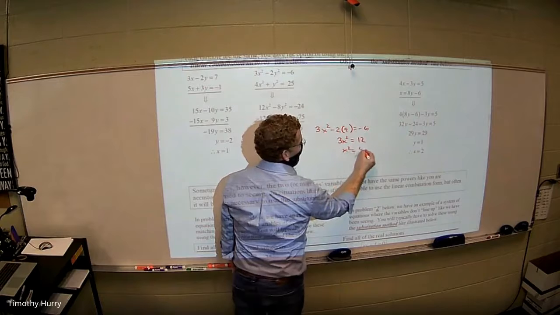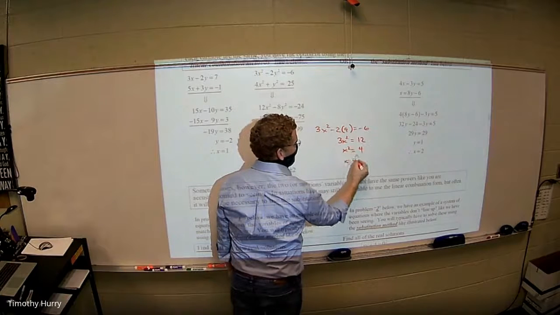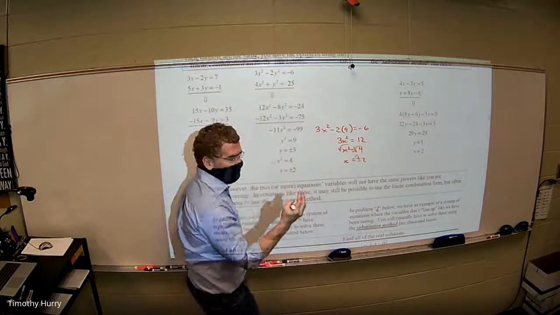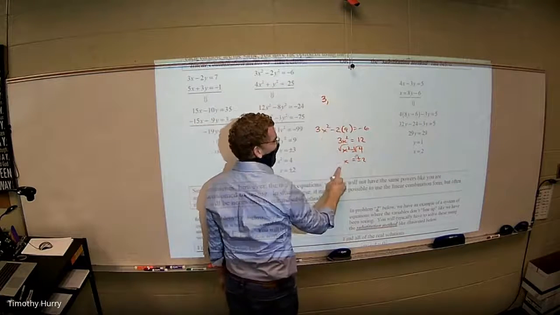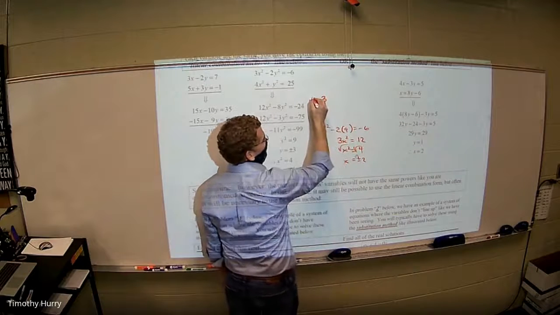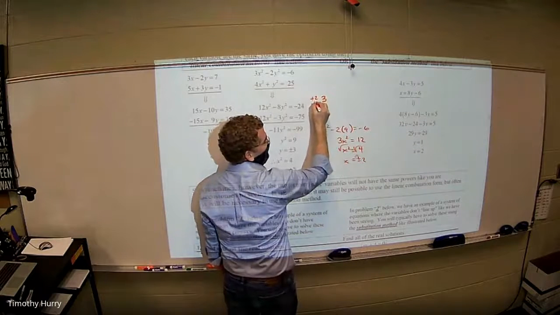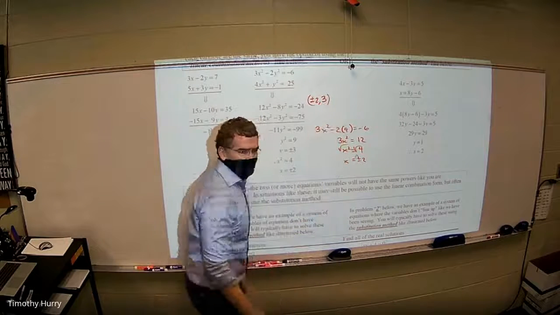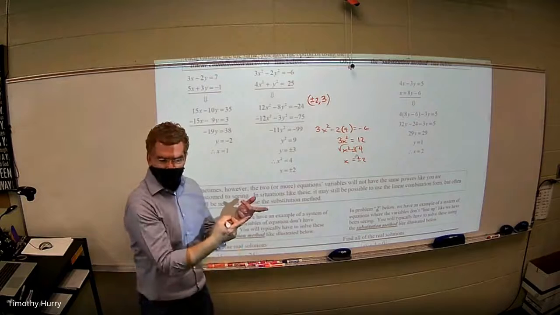Which means x squared is 4, which means x is... So when y is positive 3, I got an x that was either positive 2 or -2? That's 2 points. A +2 with the 3, a -2 with the 3.